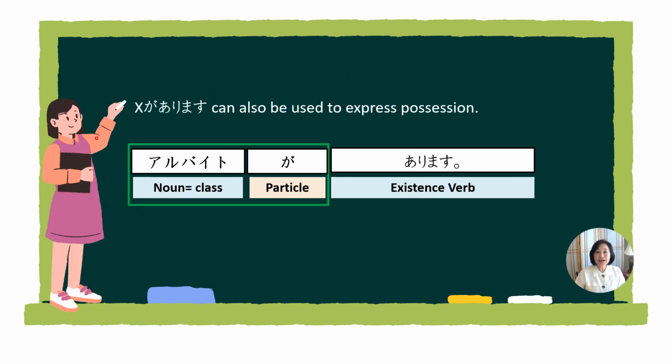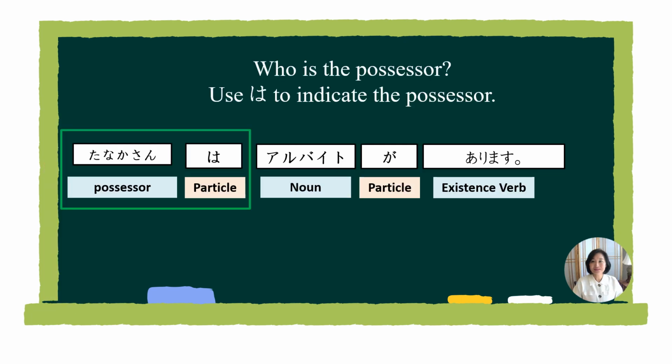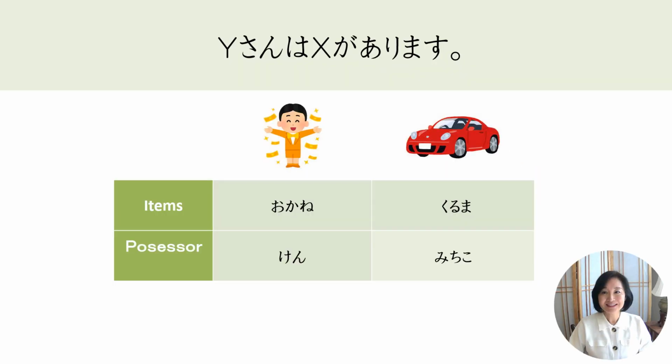If you have アルバイト, a part-time job, you say アルバイトがあります。Now, who has the アルバイト? Mr. Tanaka is the one who has to work today. So if that's the case, you say 田中さんはアルバイトがあります。Using this sentence structure, please tell me who has money.